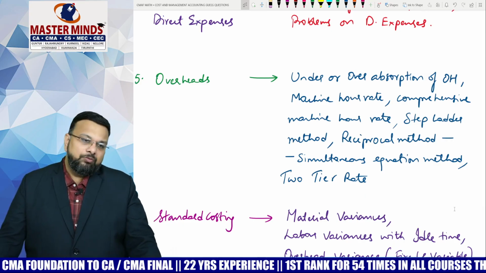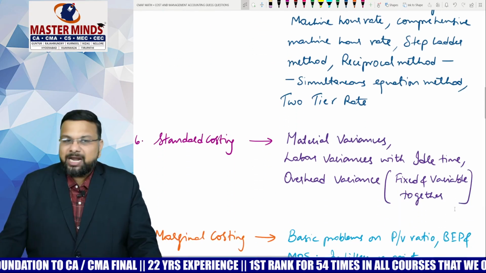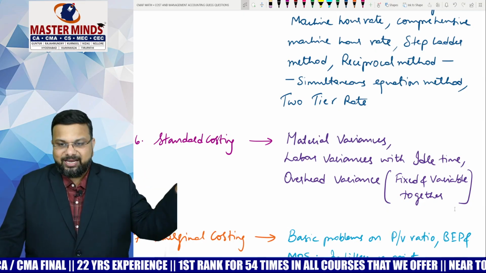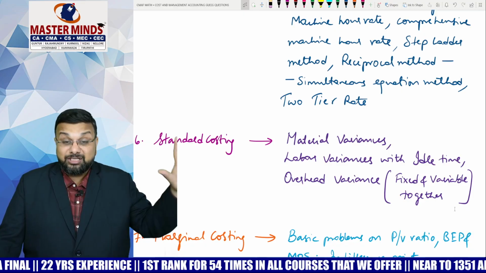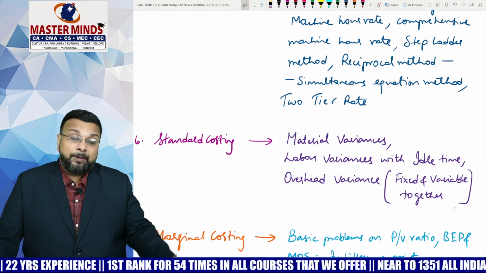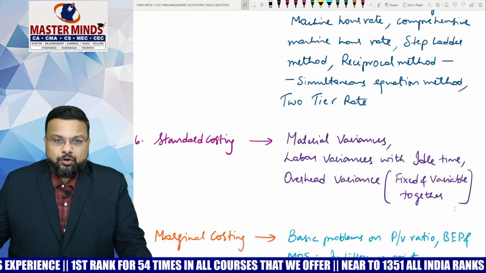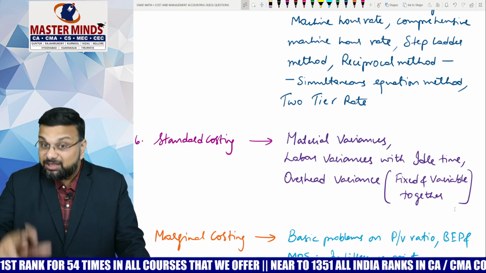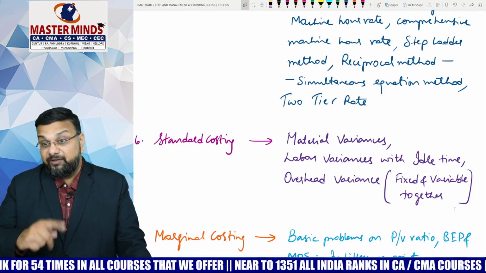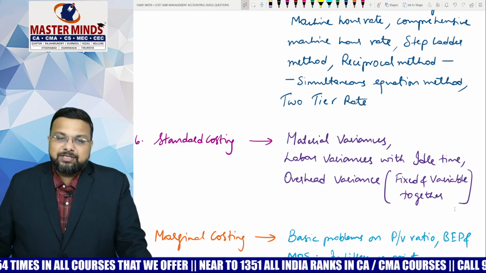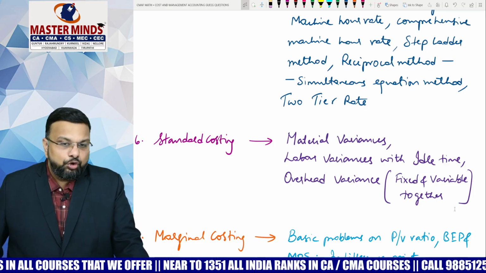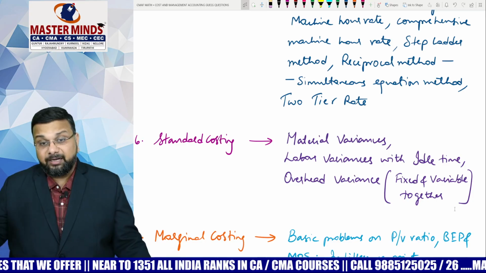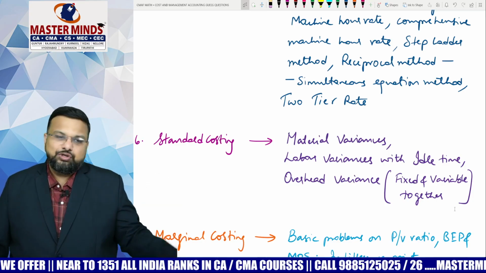Now the next chapter is standard costing. My suggestion is that you prepare a comprehensive problem that covers all the variances, and that kind of problem is there in our Masterminds material and we have mentioned it in our document of guess questions. If you don't have that, go through material variances, labor variances with idle time, and overhead variances, that means fixed and variable together. Generally what we have seen in examinations is that most of the time he is either focusing on overhead variances or giving a problem that covers all the variances, that is material, labor and overhead variances. That is your standard costing.